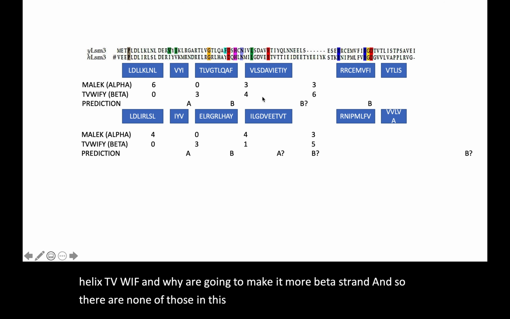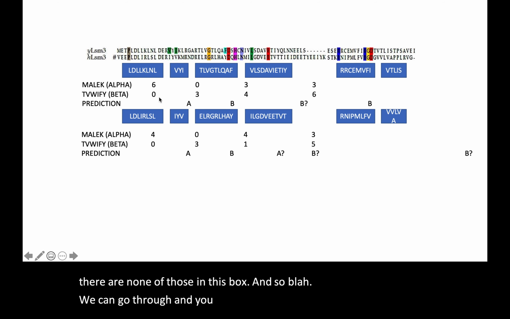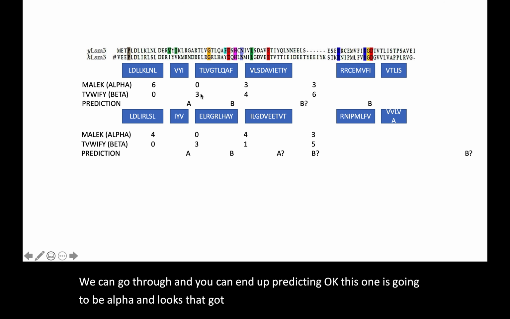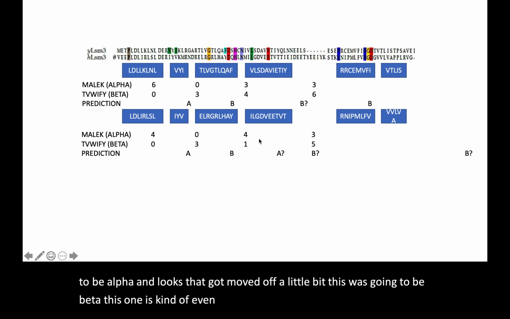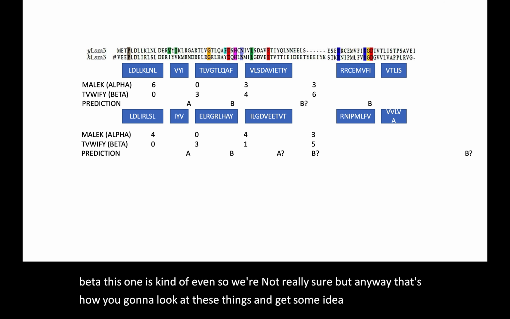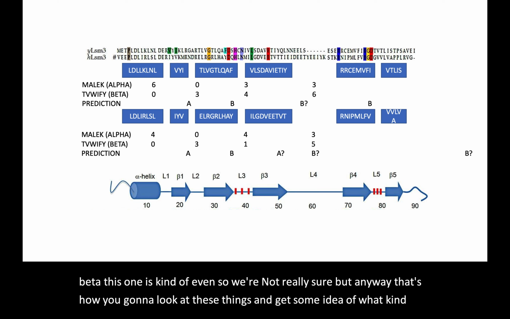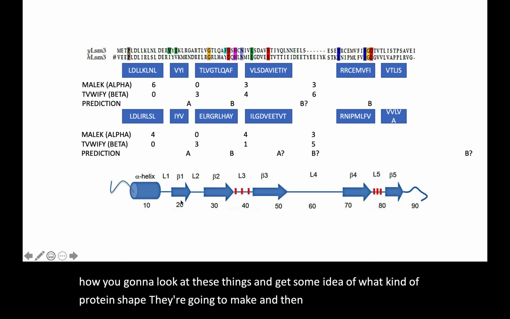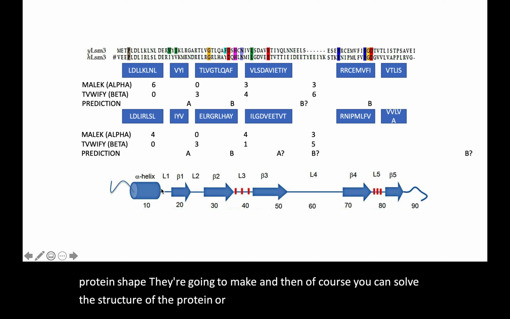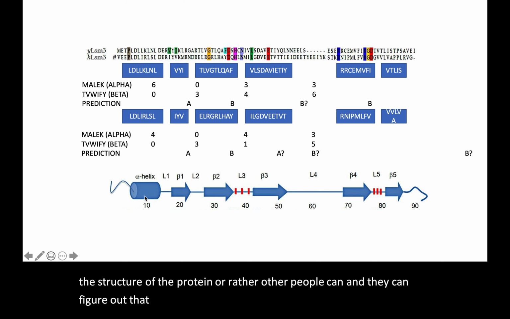And so you can go through and you can end up predicting, okay, this one's going to be alpha. And looks like that got moved off a little bit. This one's going to be beta. This one is kind of even, so we're not really sure. But anyway, that's how you can look at these things and get some idea of what kind of protein shape they're going to make. And then, of course, you can solve the structure of the protein, or rather other people can, and they can figure out that, okay, this part makes an alpha helix, this part makes a beta strand, as does this part, this part, this part, and this part.